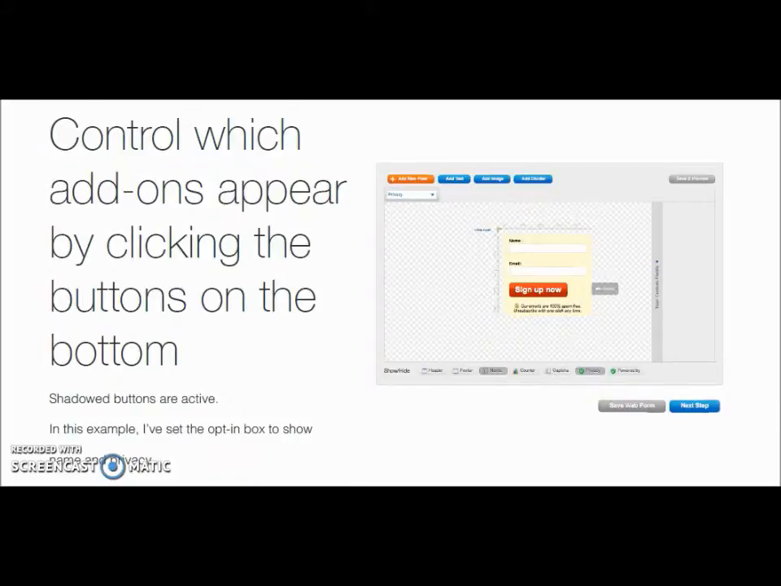Now you want to control which ad appears by clicking the button on the bottom. Okay. Showed buttons are active. In this example, I've set the opt-in box to show name and privacy. So, like I said, on the bottom of your form, you can show whatever buttons that you want to show down there.